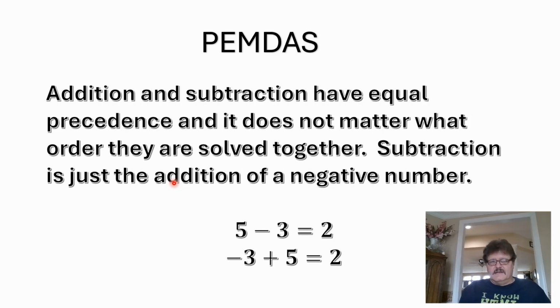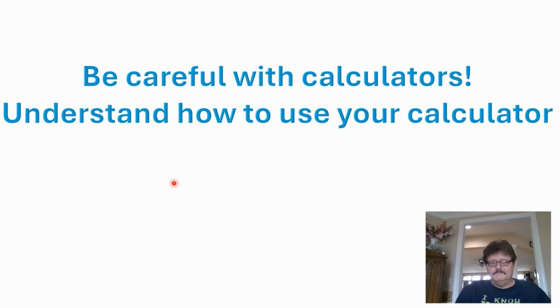And then finally, we get down to addition and subtraction. Those have equal precedence, and it really doesn't matter what order they're solved in, because subtraction is just adding a negative number. And this example shows that. You can have 5 minus 3 is 2, or minus 3 plus 5 equals 2. It's the same answer. It doesn't matter if I'm adding first or subtracting first.